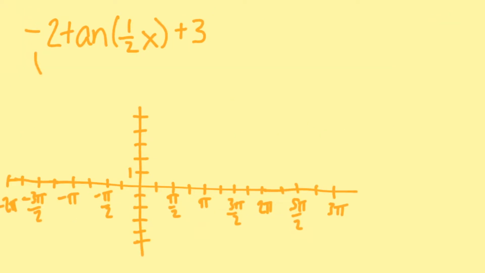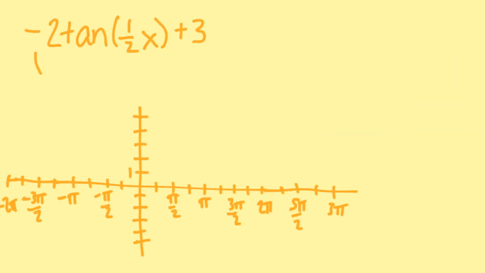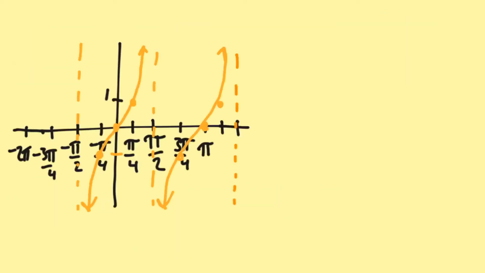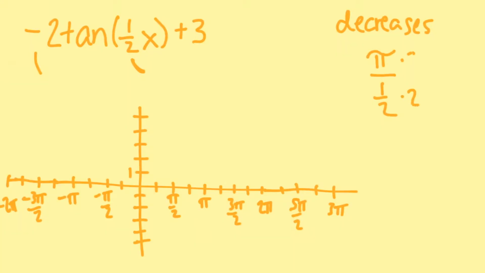The negative reflects it. So normally with the parent function for tangent, it's increasing, which means our graph is going to be decreasing if it's reflected. Tangent of 1/2 x, so the period is normally pi, but now we have to divide that period by our b value, which is 1/2. With sine and cosine, you do 2 pi over b to find the period. Tangent, the parent function's period, is pi, so we're going to be doing pi over b.